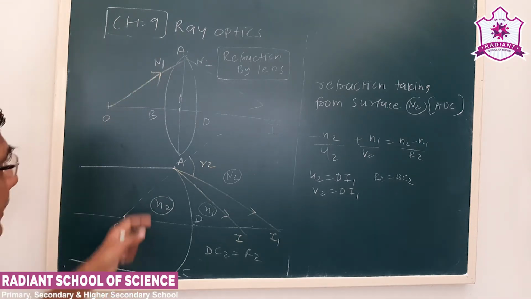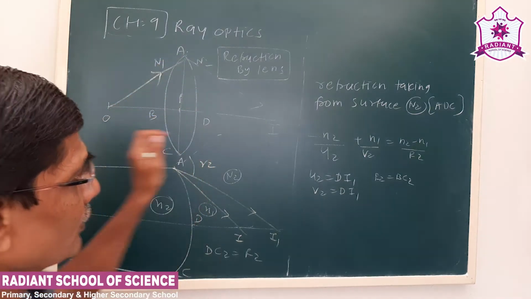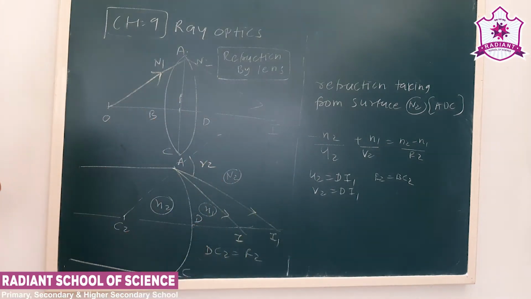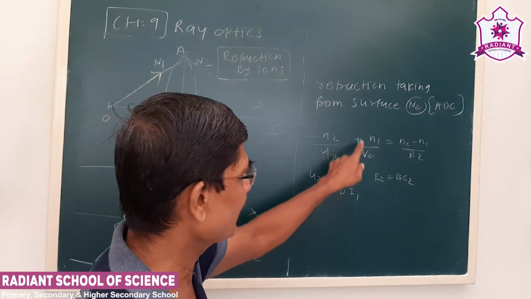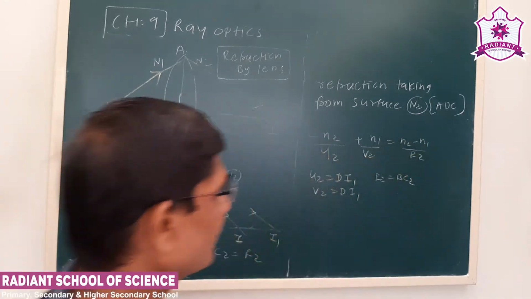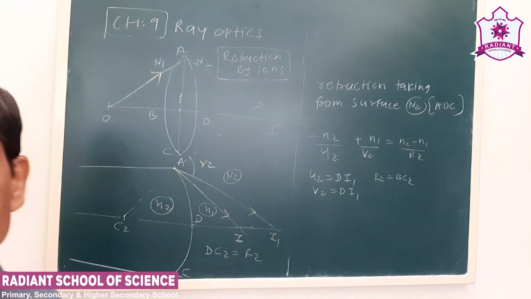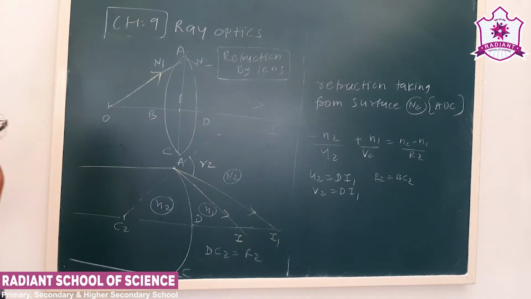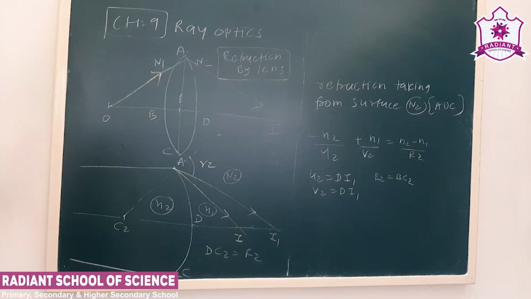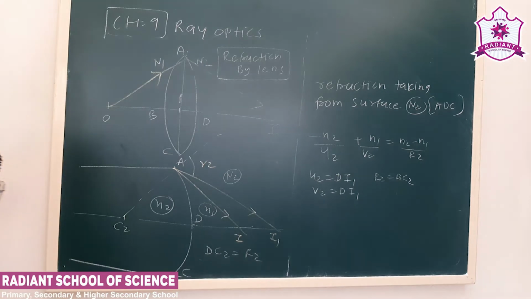Now secondly we have to see the refraction taking place from the ADC surface, that is N2. Here this ray will travel from N2 to N1, so it will be minus N2 upon U2 plus N1 upon V2 is N1 minus N2 upon R2. Now see, the image formed by the first surface, that is ABC, will act as the object for the second. So this DI1 will act as the object distance for the second surface, and the final image is formed at DI. Okay, the final image we can show like this.